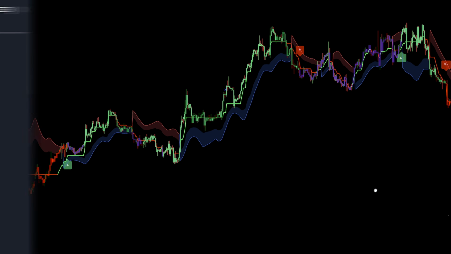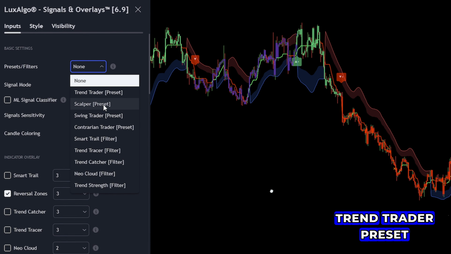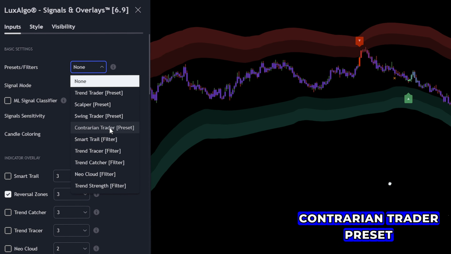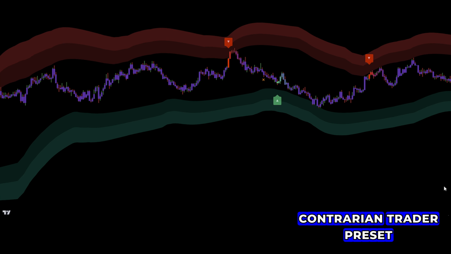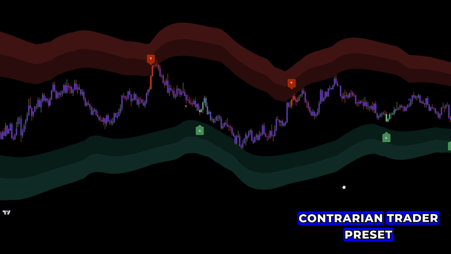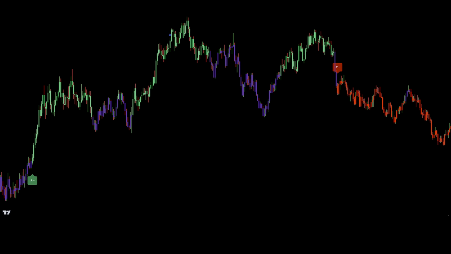It starts with a wide variety of presets and filters, tailored for trend traders, scalpers, swing traders, or even those who prefer trading against the trend. These presets ensure that no matter your approach, you'll find a setup that fits your style. It also includes machine learning signals, buy and sell signals, and candle coloring that adapts based on market conditions.